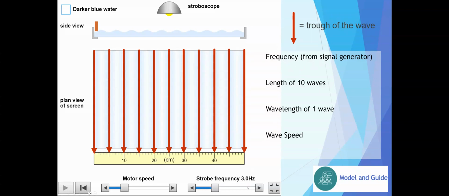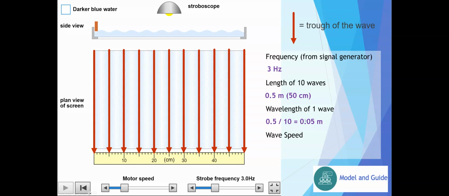So we get the frequency from the signal generator. We can see here that the signal generator, that's what makes the thing bob up and down, is 3 hertz. So our frequency is 3 hertz. Then we want to measure wavelength accurately. So what we do is we measure 10 waves: 1, 2, 3, 4, 5, 6, 7, 8, 9, 10. We know 10 waves here is 50 centimeters, and 50 centimeters is 0.5 meters. We tell by the ruler. So you do 0.5 divided by 10, which means the wavelength is 0.05.